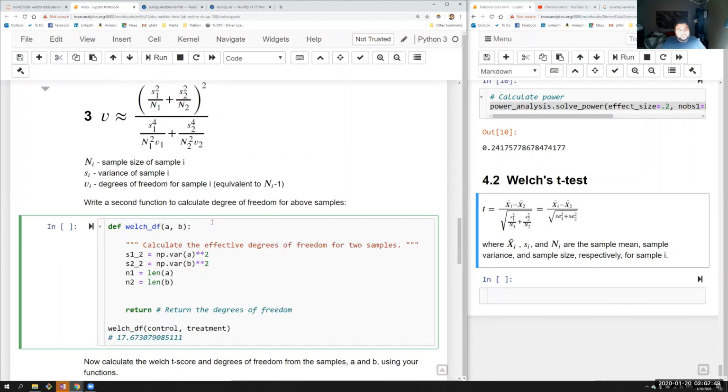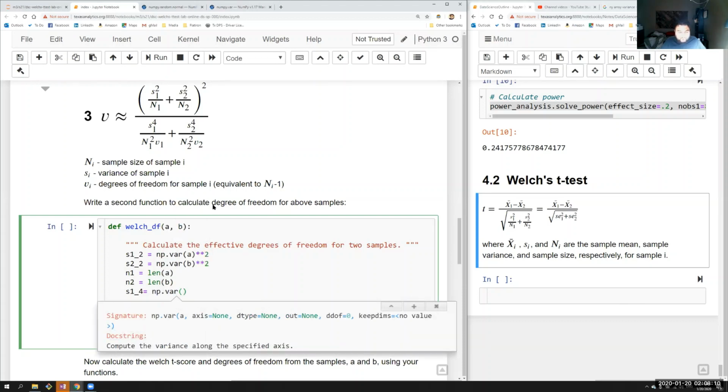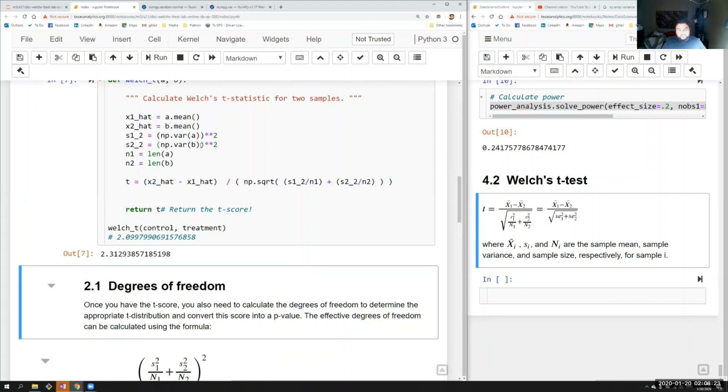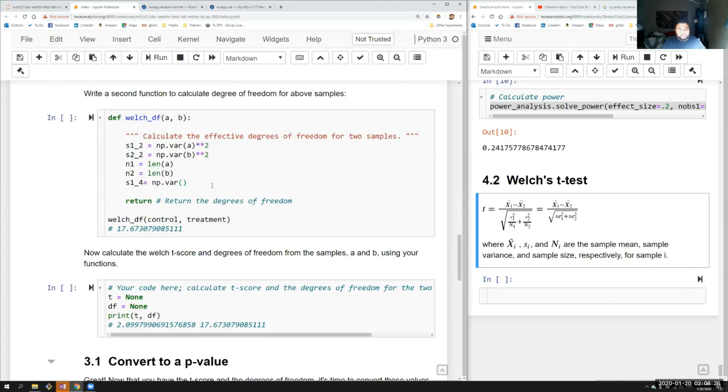Well, let's do the S, like raised to the power 4. S1 to the 4 is equal to np.variance. Oh my God, maybe that's what I did. Hang on. No, I don't think that's going to help, but maybe it's worth a shot. Maybe, who knows? It didn't do jack. So let's go down now.